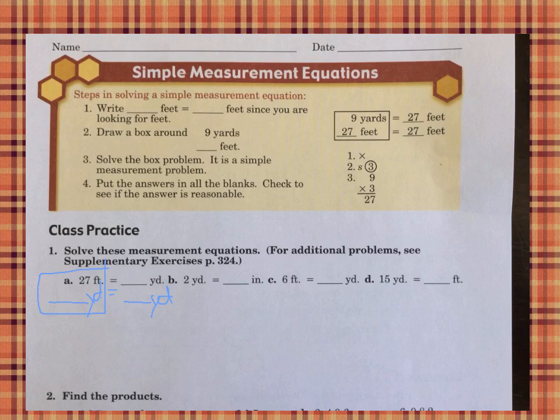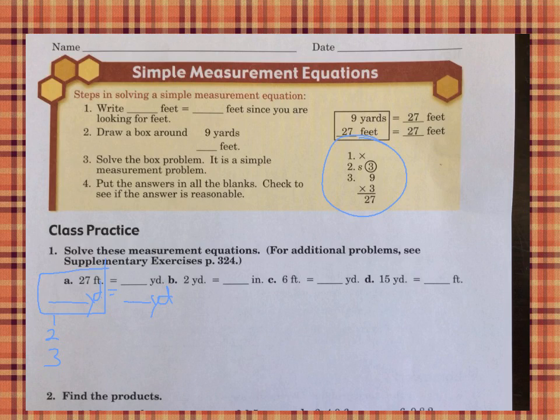And below the box, just like they did up there, we need to write a 1, 2, 3. We're going from feet to yards. Are we going larger to smaller, which would mean multiply? Or are we going smaller to larger, which would mean divide? We're going feet to yards. That's going to be smaller to larger. And that means we divide.